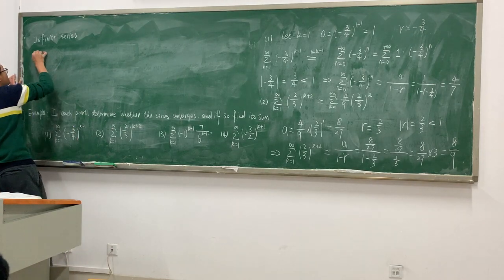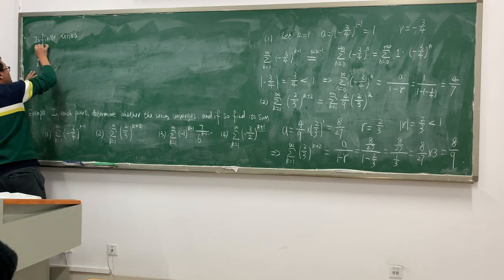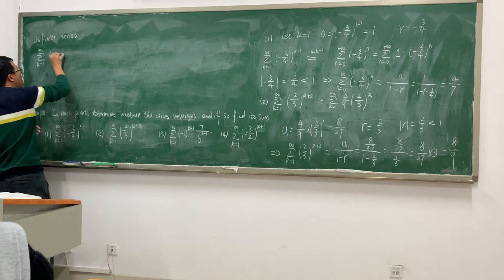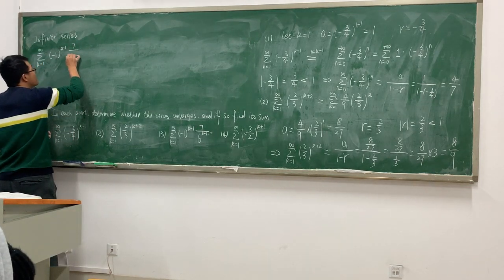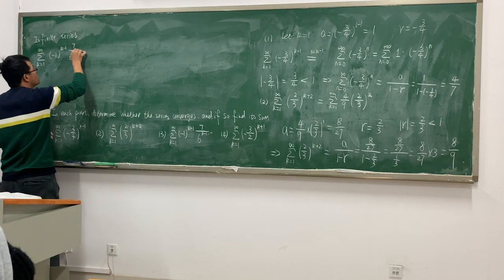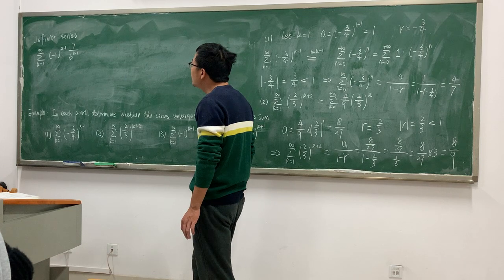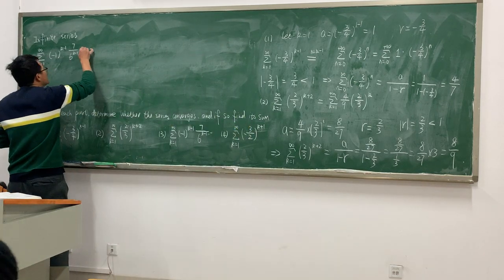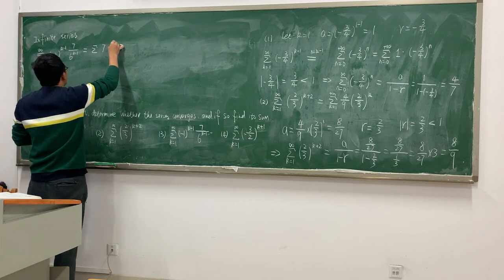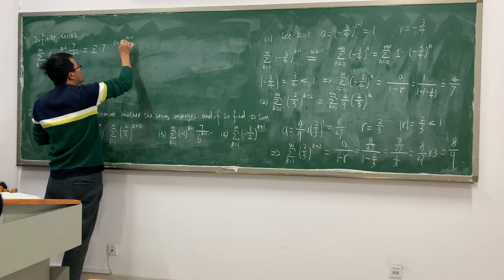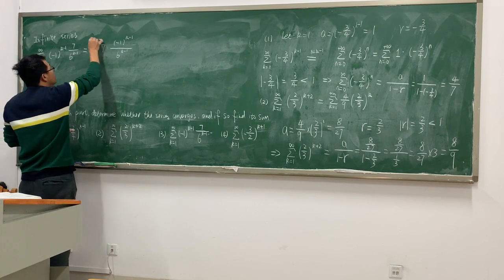The third is the sum for k from 1 to infinity of (-1)^(k-1) times 7^(k-1)... here it is 7 over 6^(k-1). For this one, we can rewrite it in this form: the sum of 7 times (-1)^(k-1) over 6^(k-1), where k runs from 1 to infinity.